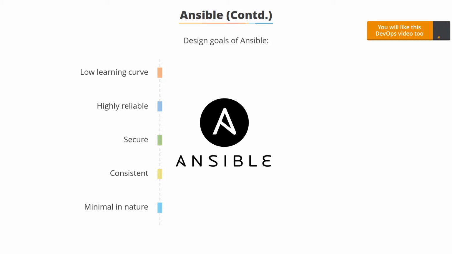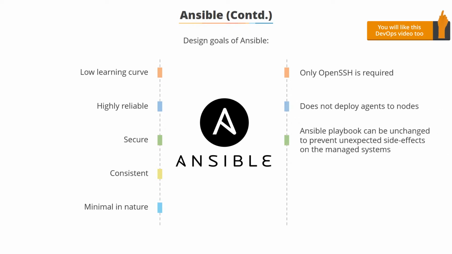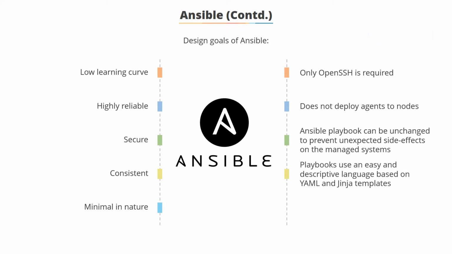And it should use OpenSSH. It should not deploy agents to nodes. An Ansible playbook can be unchanged to prevent unexpected side effects on the various managed systems. The Ansible playbooks use an easy and descriptive language based on YAML and Jinja templates. The management system should not impose additional dependencies on the environment.